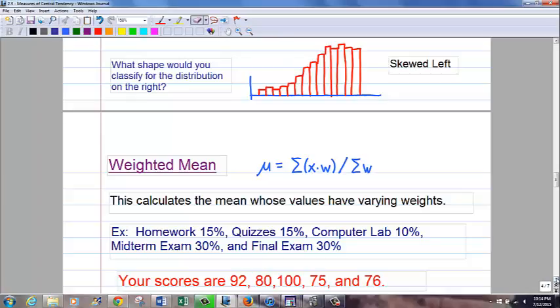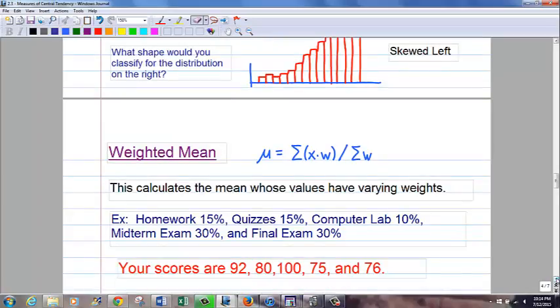So here's an example I made up. Suppose you're taking a course where 15% is homework, 15% is quiz, you got a 10% computer lab, a 30% midterm, and a 30% final. Now here's the formula for this: you multiply the X, meaning each score that corresponds to each category, by the weight. So it's the score times the weight, add those up, divided by the sum of the weights. Now for this example, the sum of the weights is always going to be 1 because of 100%. But I'll show you another kind of example where that's not the case.